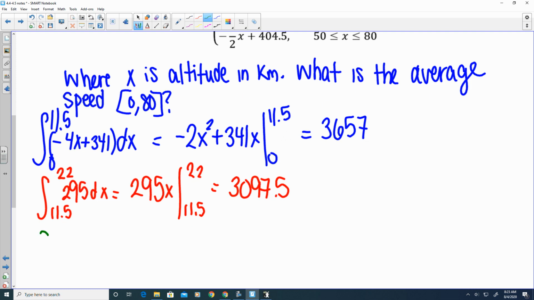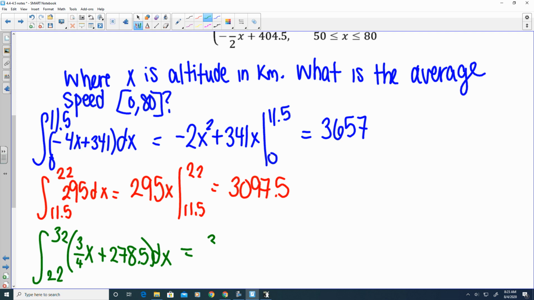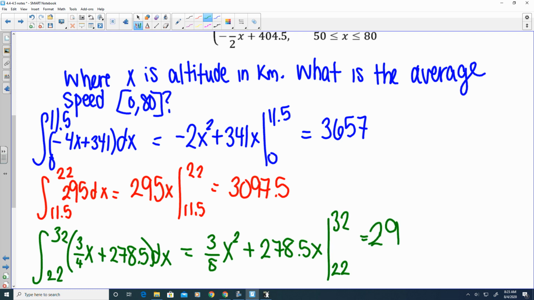Third piece, from 22 to 32, 3/4 x plus 278.5 dx turns into 3/8 x squared plus 278.5x evaluated from 22 to 32. That's 2987.5.